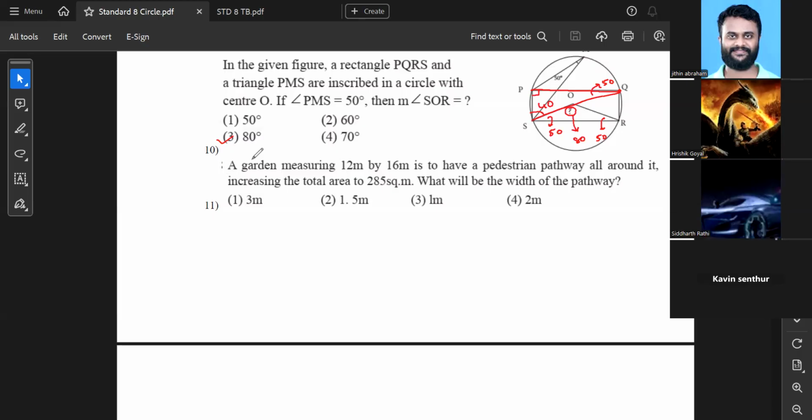Sir, I didn't get how you got angle SOR as 50. Symmetry, due to the symmetrical condition, because this is a rectangle. The length of this is equal to the length of this, so the diagonal makes it the same. Yeah, I forgot to consider the rectangle. My bad, sir. Sorry. No worries.